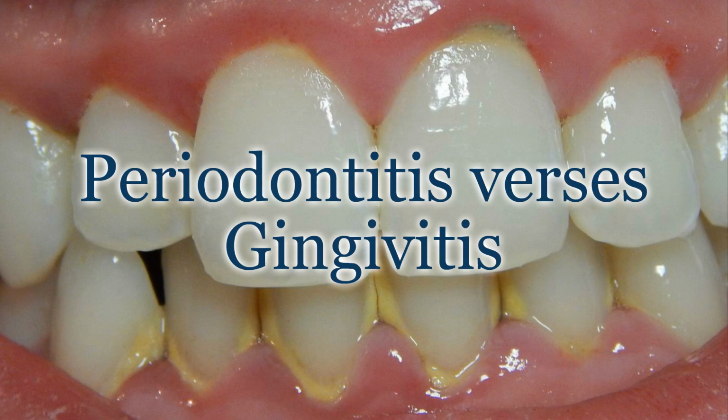Periodontitis versus gingivitis. Gingivitis occurs before periodontitis. It usually refers to gum inflammation, while periodontitis refers to gum disease and the destruction of tissue, bone, or both. Untreated gingivitis can progress to periodontitis.